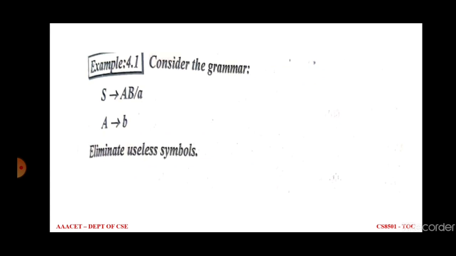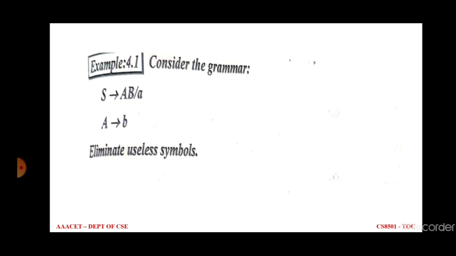After that we can easily eliminate the useless symbol from the given production of the grammar. So here there are three productions. The first production is S tends to AB. The second production is S tends to A. The third production is A tends to B.